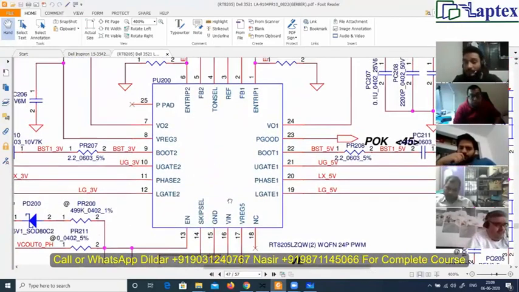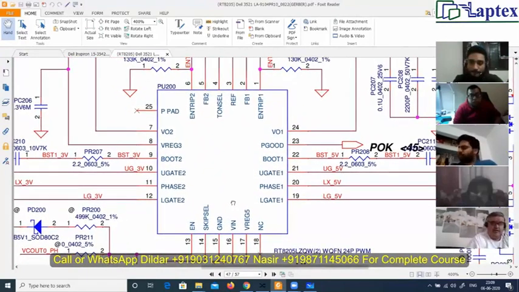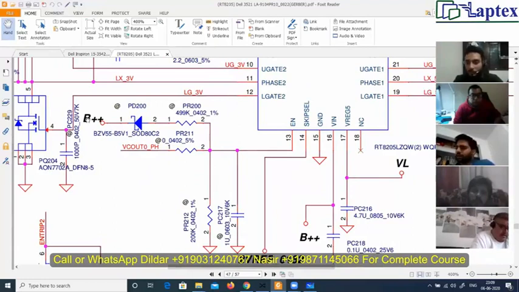What is the second point that I told you? Enable. Which enable? There are two enables: LDO EN, ENC, EN0, ENM, ENLDO. That is what I told you. This is the EN. So where is it coming from? It is coming from this B plus.